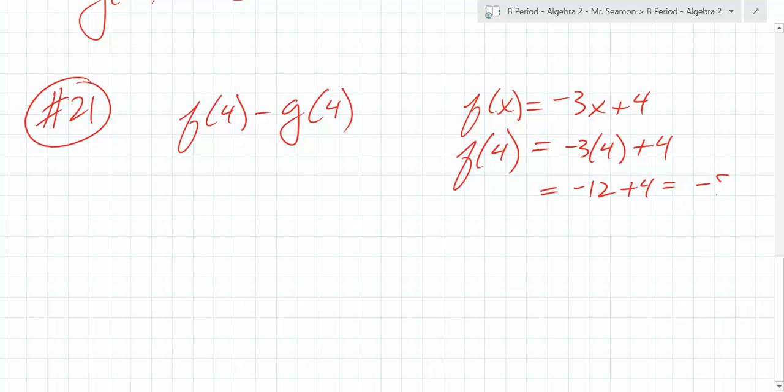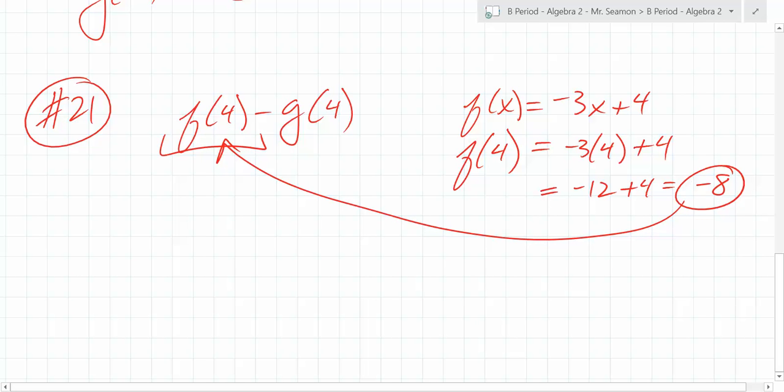You can do it. 8, yeah, negative 8. So that right there is f of 4. That is f of 4. So what about g of 4?